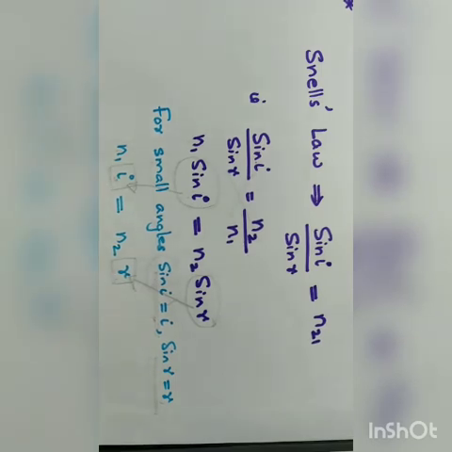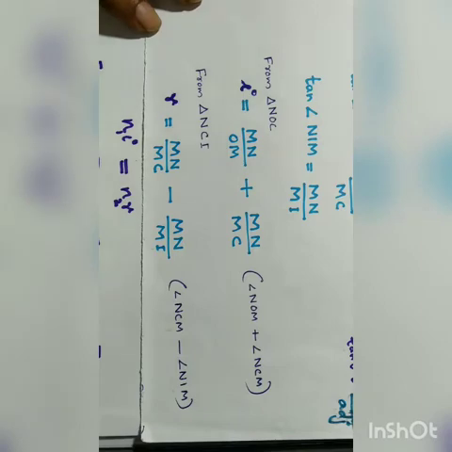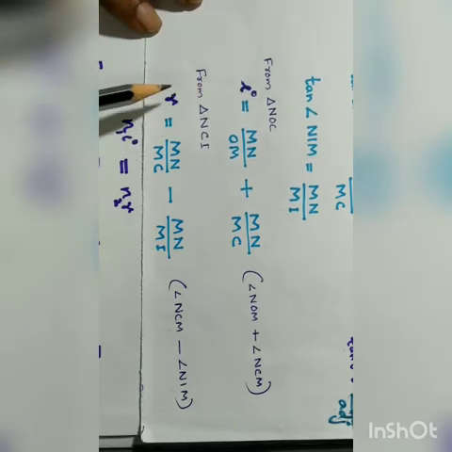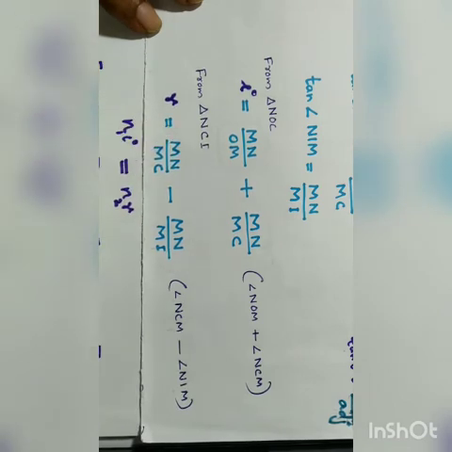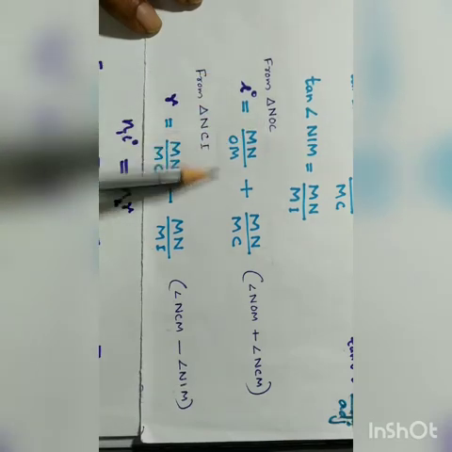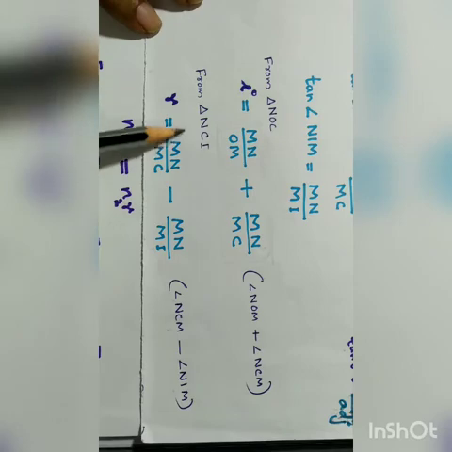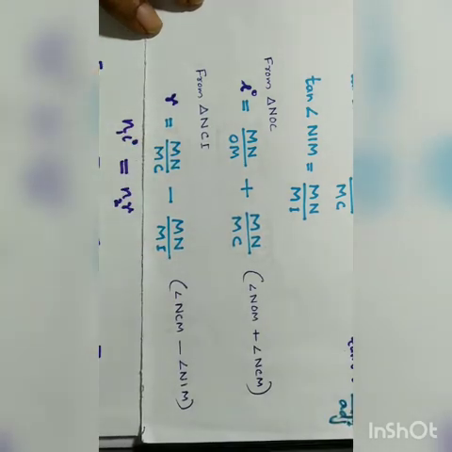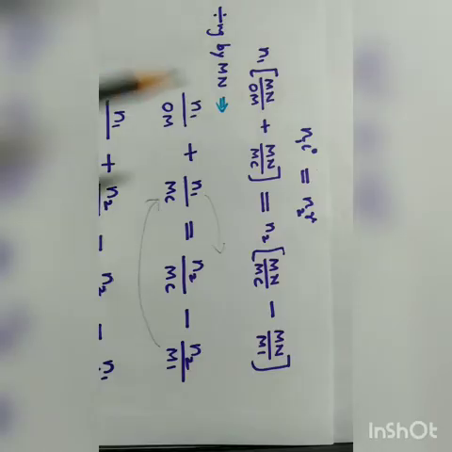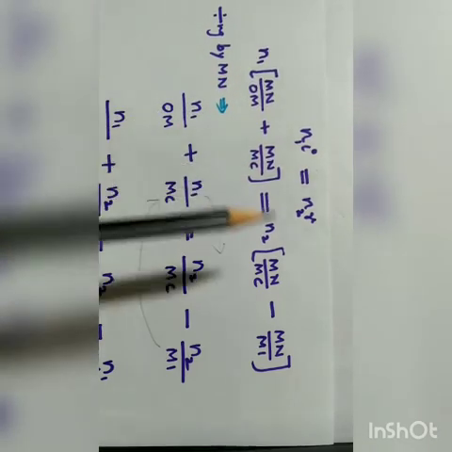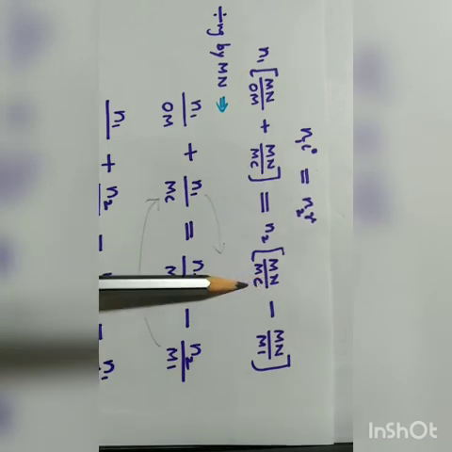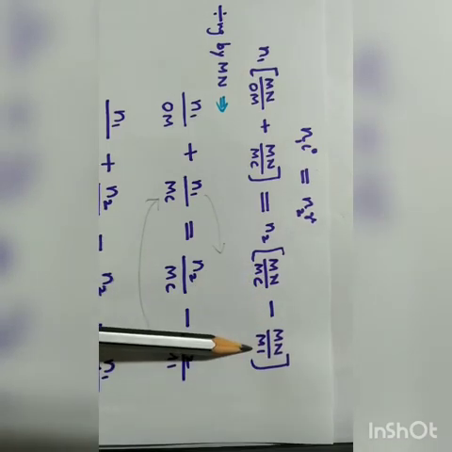Let us substitute. So substituting the values of i and r, this is the value of i, this is the value of r, in the relation n1 i is equal to n2 r. So instead of i I am going to write this value, and instead of r I am going to write this value. So instead of i, MN by OM plus MN by MC. Instead of r, MN by MC minus MN by MI.